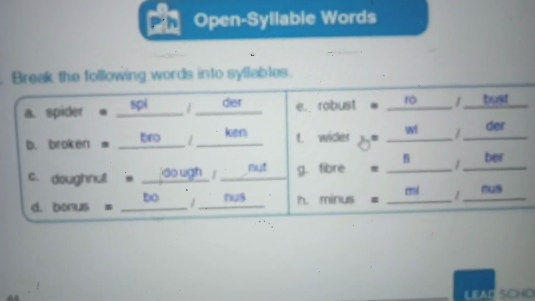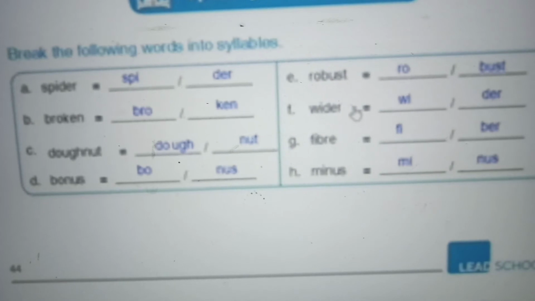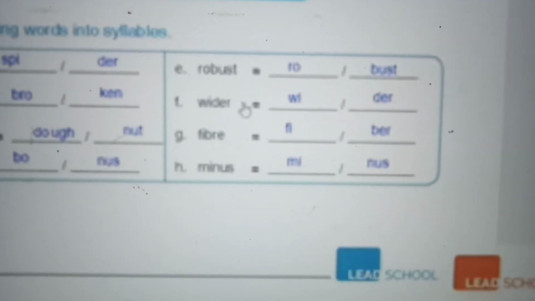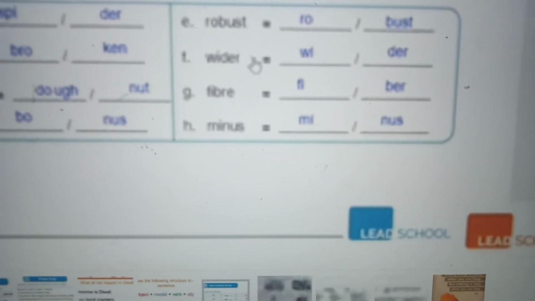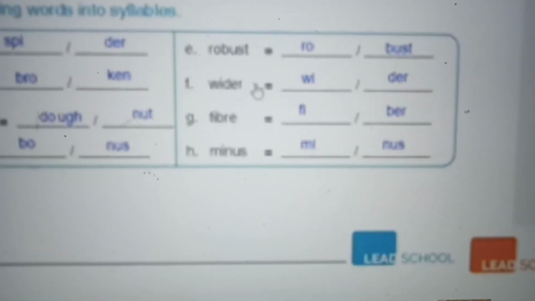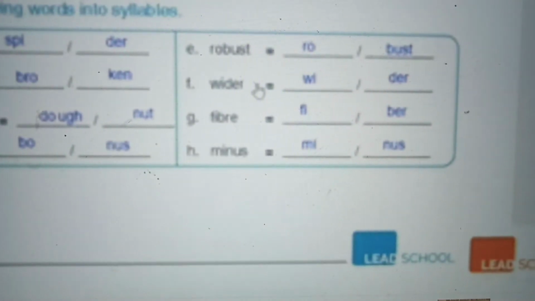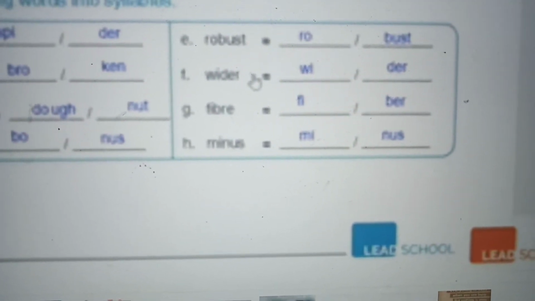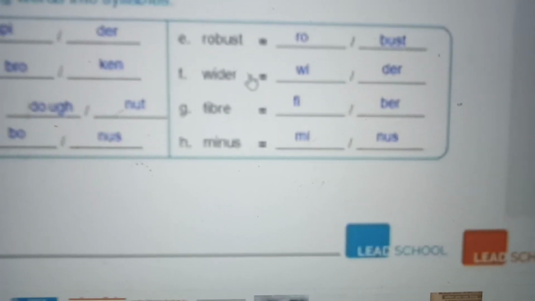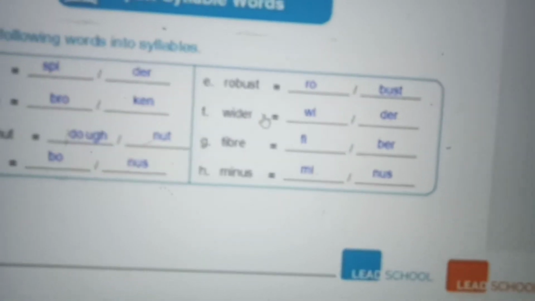Okay. Bonus. O, U are the vowels, in between you have N. So N will go with the second one. Robust. Okay. After the O, U, in between you have B, and after that O there is no consonant. Then wider. After the I there is no consonant. Wider. These are all open syllables. Fiber. Fiber. Minus. That is how you have to separate vowels.